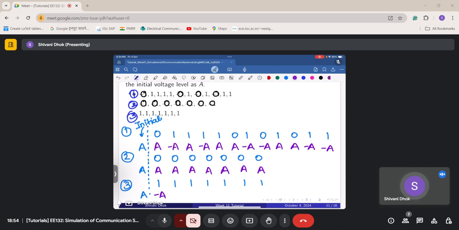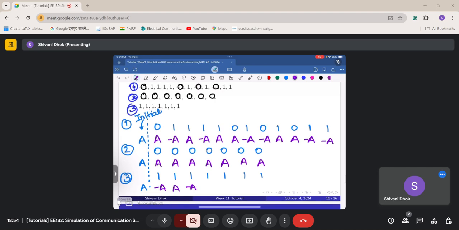Now again I am seeing a 1. So if I'm seeing a 1, I'll change the phase, I'll make it A. Again I am seeing a 1, it will change to minus A. Then I again see a 1, I'll make it A. I see a 1, I'll again change the phase to minus A. I see a 1, I have A here. Then I see a 1, I'll have a minus A.